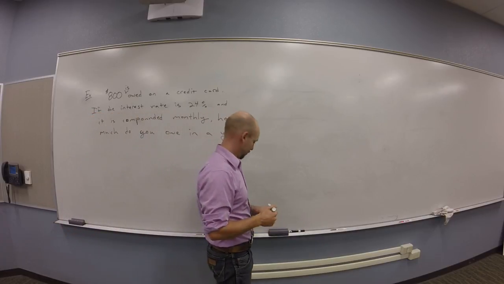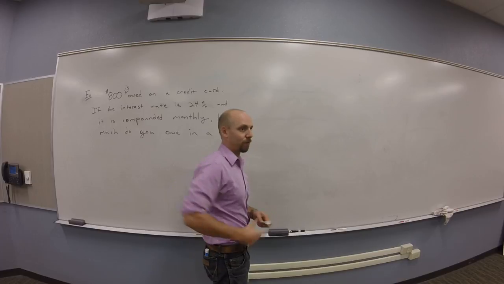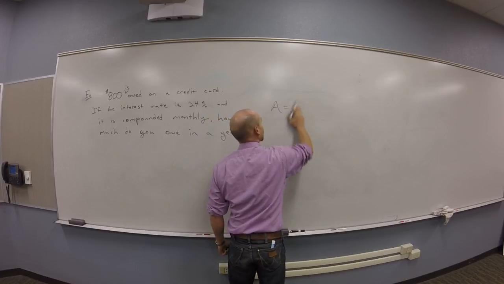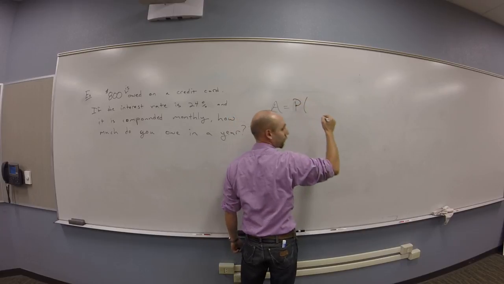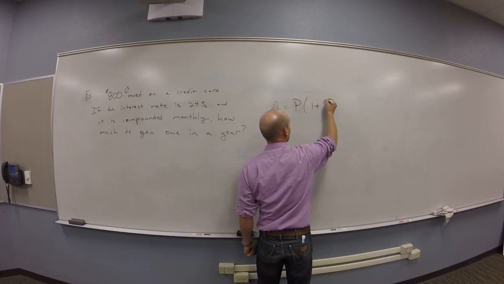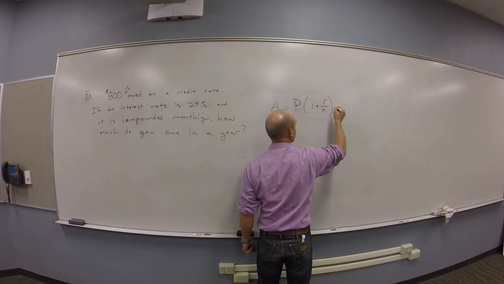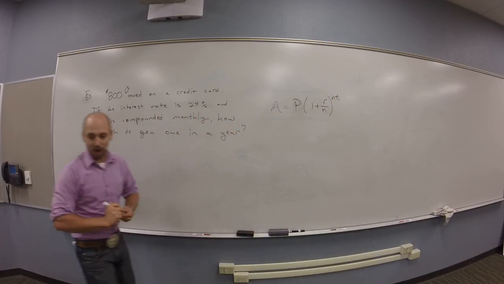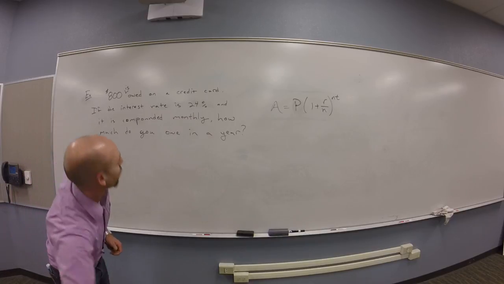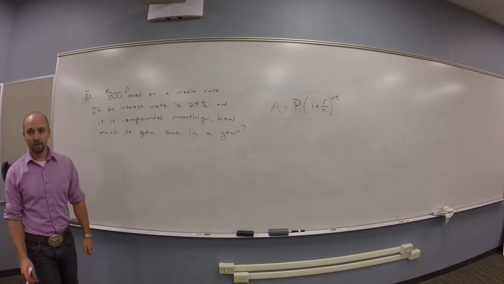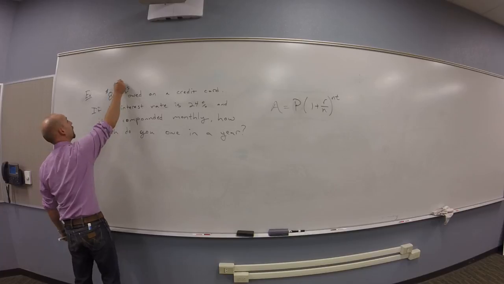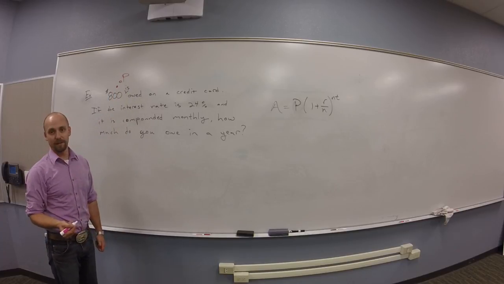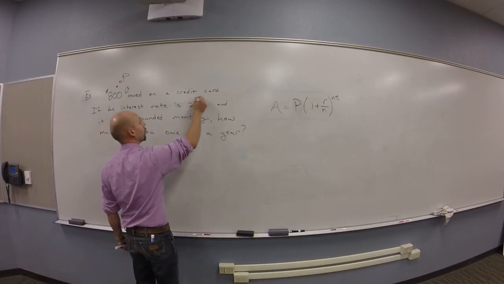So what's my overriding formula here? What am I going for? I think I was going for A is P times (1 plus r over n) to the power of t times n. Okay, so I need to identify the bits and bobs, right? In my problem, where's my principal? 800. Principal is 800 bucks. What's my rate? 0.24. 0.24 right there.